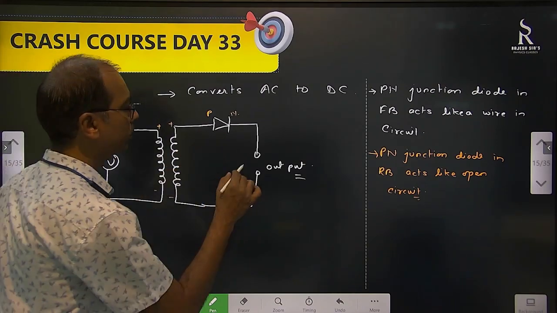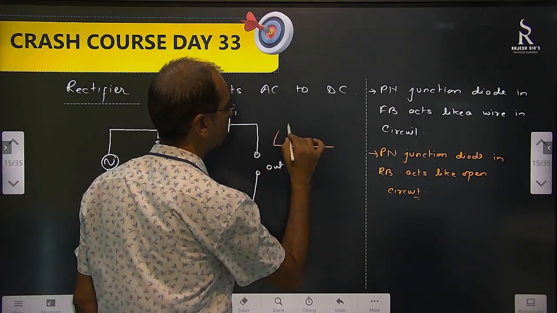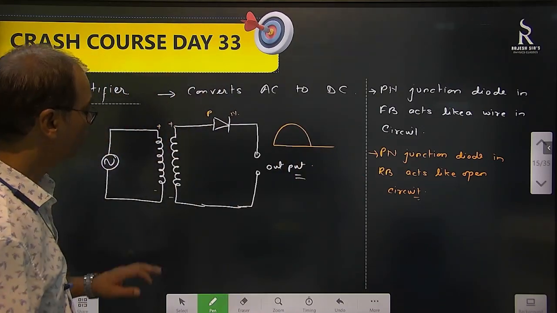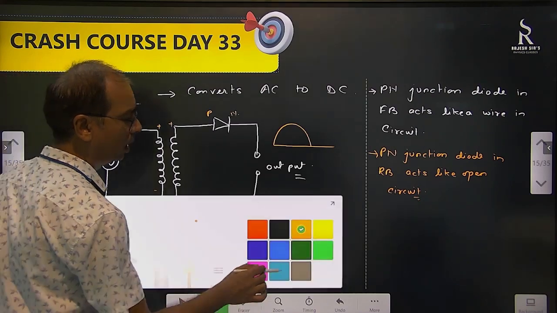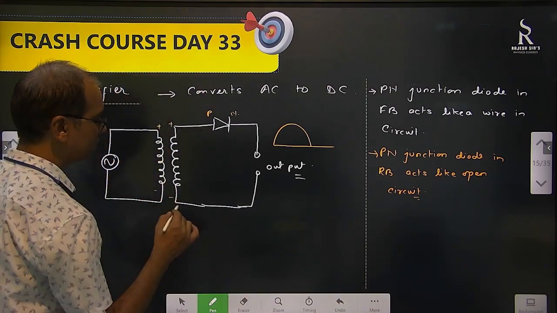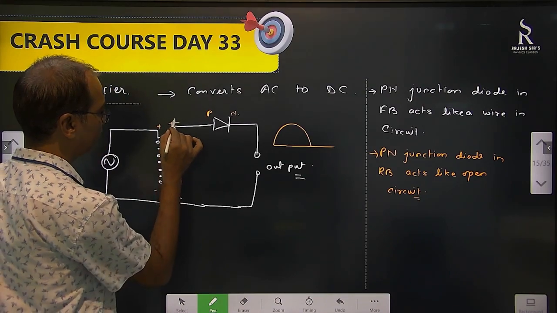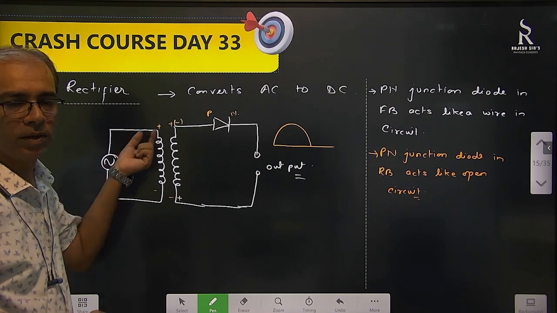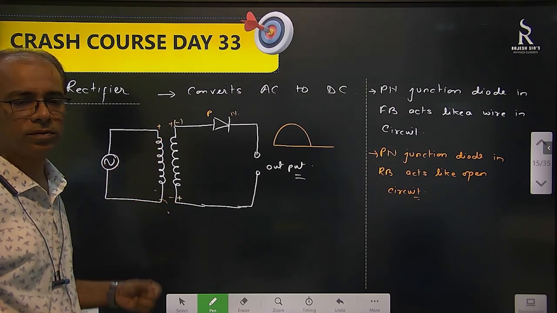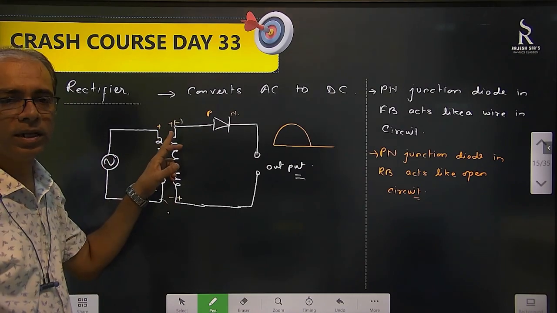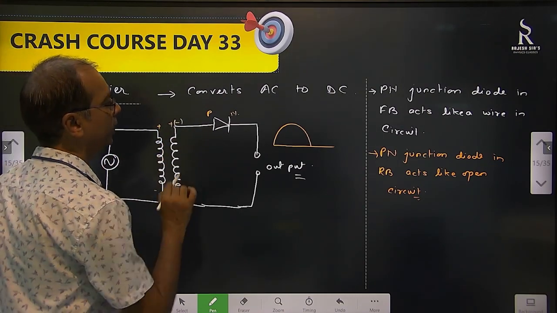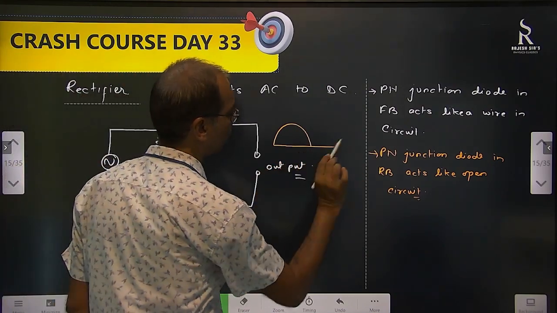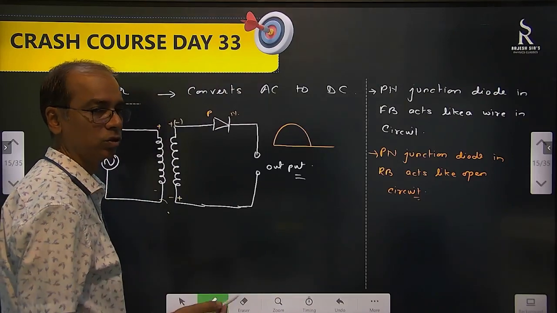So the output we are going to get is the positive half cycle. Then the remaining half: this is going to become positive and this is going to become negative. First half this is positive, second half this is positive and this is negative. So when this becomes negative, this becomes reverse bias. For the second time this becomes reverse bias, so we are not going to get any current. It is stopped. It is an open circuit.